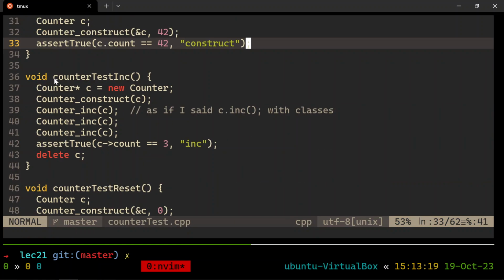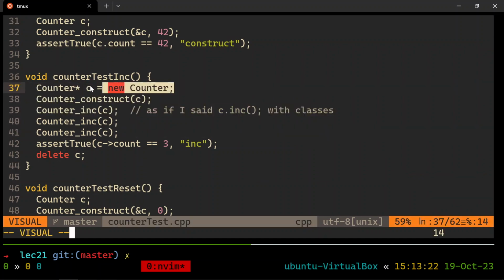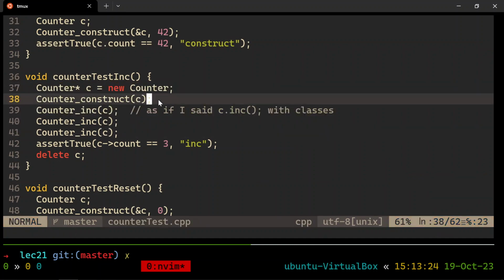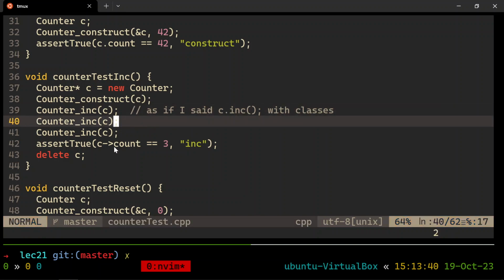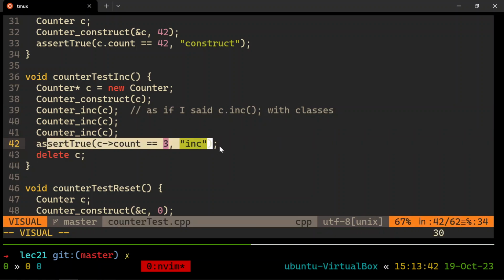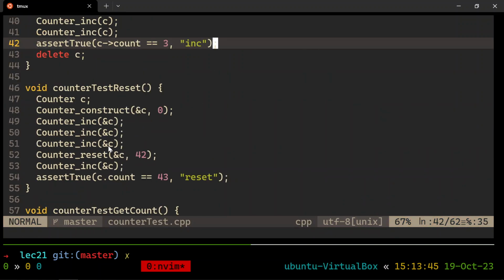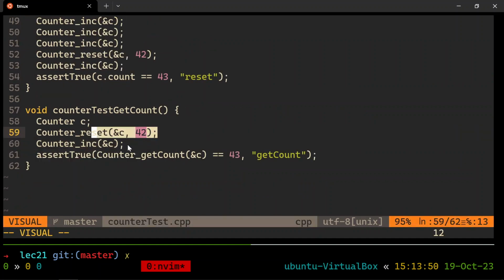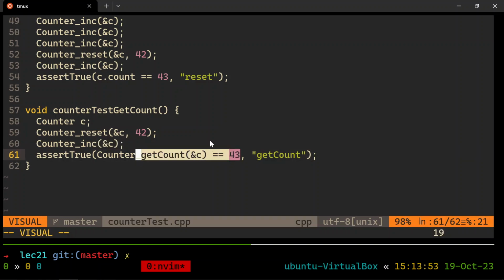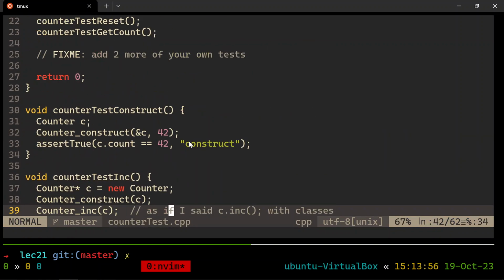Passing it along. Here's a test for inc. So here, I'll make a counter on the heap. Why not? And we'll construct it and inc it 3 times. And so this is essentially like, if I was using classes and I said c.inc, it's really getting translated into something like this. Something like that. Really, I should have been like C arrow inc, whatever. You get the idea. So the count inside should be 3 now. All right, so that's that one. Test reset, test get count. Like if I set the count to 42 and increment it, then the count should be 43 at the end. So those are some simple tests, I guess, right?